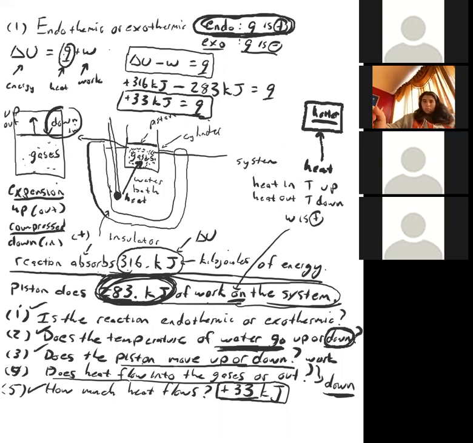Essentially, what's happening is we figured out Q is positive. If it's positive, that means heat is going into the gases. So the answer there is, this is question 4, heat flows into the gases. Okay.